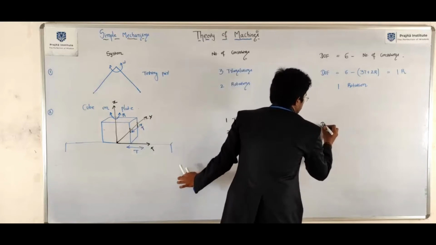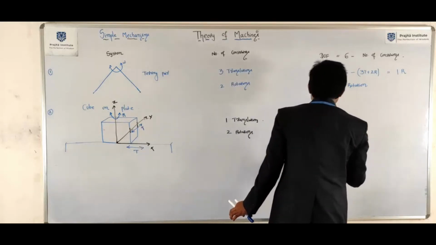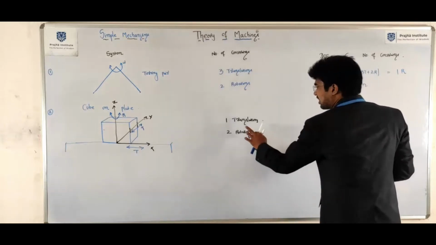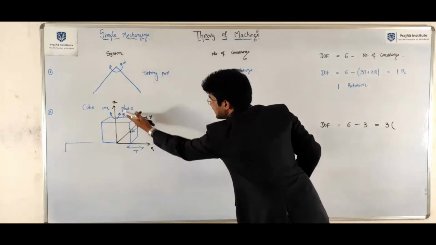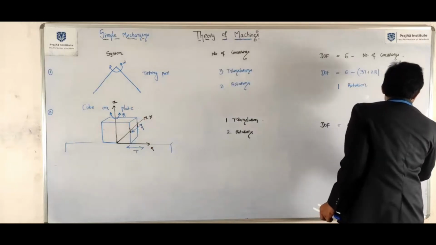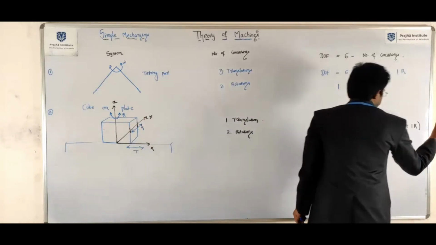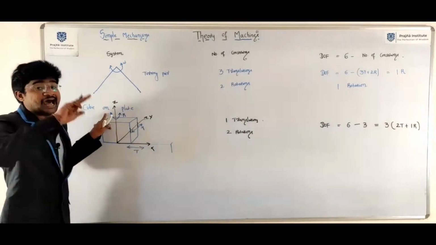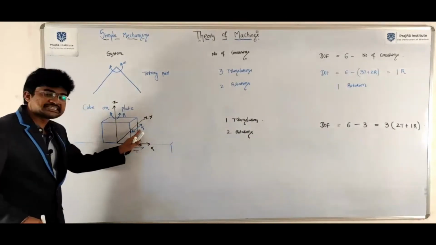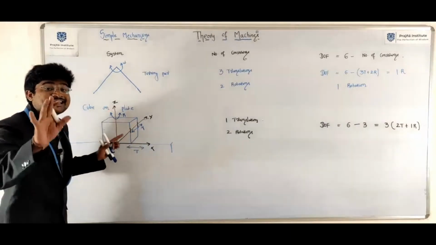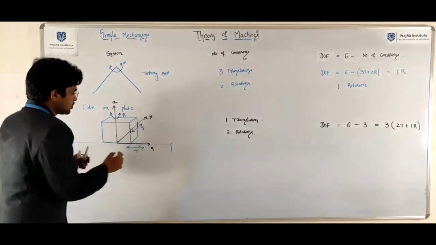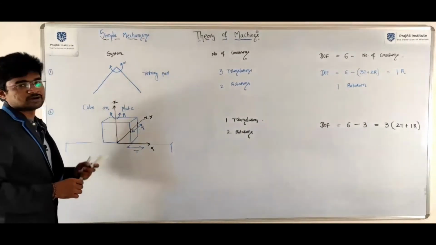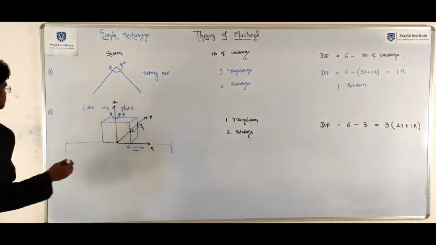Degree of freedom is equal to 6 minus 3, which is 3. What is the degree of freedom? Two translations, one rotation allowed. Two rotations, one translation restricted. So X and Y on the plate, Z is perpendicular to that. Okay. Next.